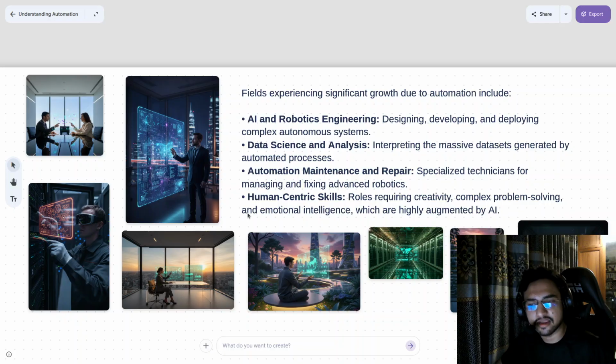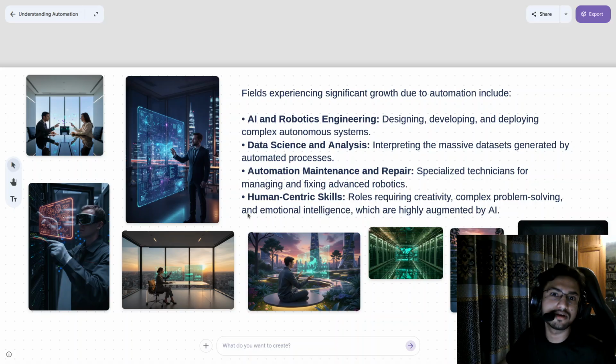Now on the flip side, there exist fields that are not very replaceable with AI but can benefit from AI. These fields are AI and robotics engineering, the people who are making the robots. Of course they will benefit from it. Data science and analysis professionals, they will benefit from it. Automation maintenance and repair, of course you have to repair it. Someone made it and someone will repair it. The same kind of person won't do the two things. There's a cost factor here. The person who can make an AI will charge you way more than someone who can fix it.